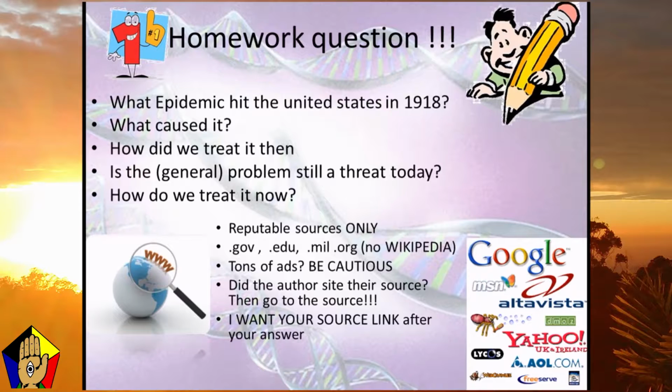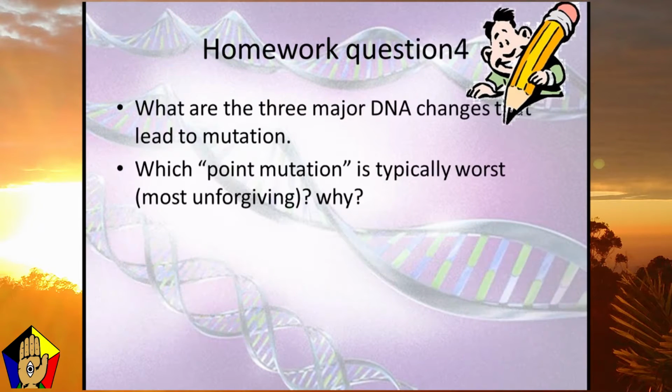All right, so what? Oops, that doesn't belong there. Sorry. There's the homework question. So homework question number 4. What are the 3 major DNA changes that lead to mutation? And I just went over them. Okay? And which one are the ones that we call a point mutation? In other words, which one changes just one letter, that's a point mutation, is typically worse and unforgiving. And why is it so unforgiving? If you need to stop, rewind, and re-listen to that little section, go back to it because that's a super important point we're going to keep talking about.